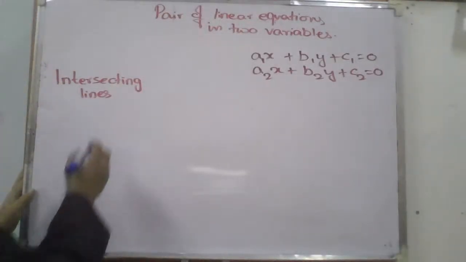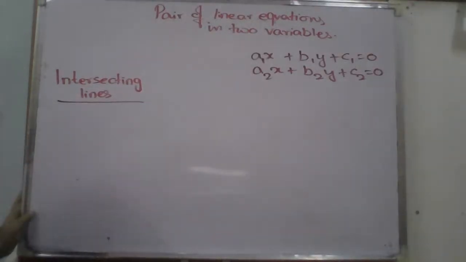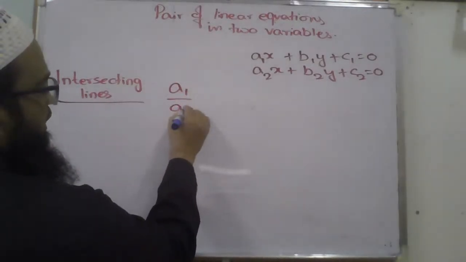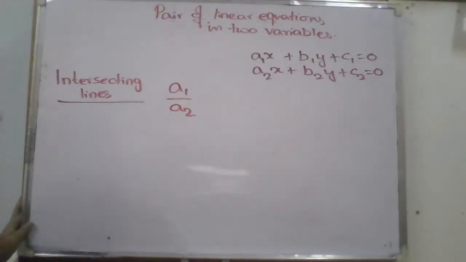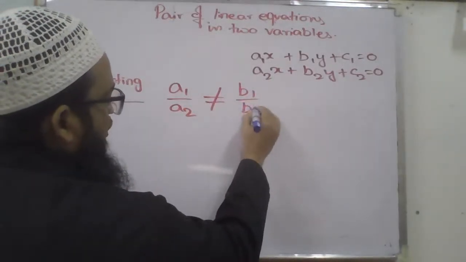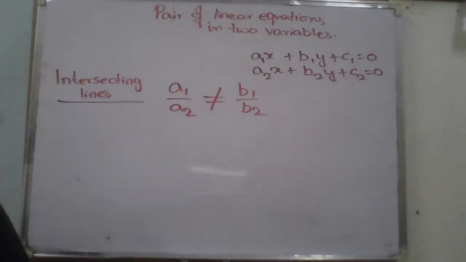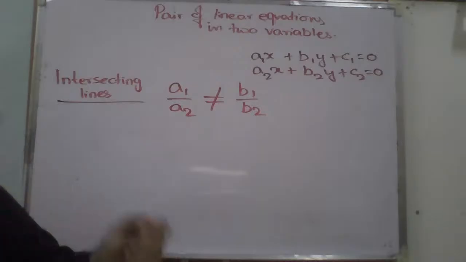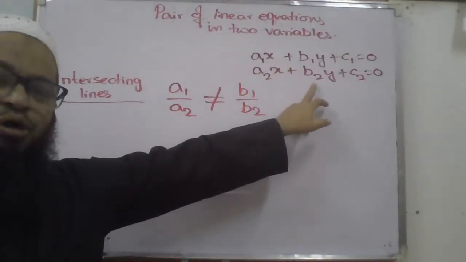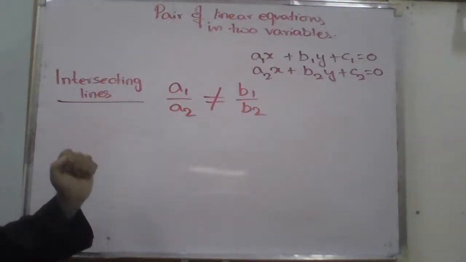So intersecting lines, what are intersecting lines, my dear? Using the coefficients, how will you find out whether they are intersecting lines or not? The ratio of the coefficients of x is not equal to the ratio of coefficients of y. a1 by a2 is not equal to b1 by b2. Got it? For intersecting lines, if the ratio of coefficients of x is not equal to the ratio of coefficients of y, then those two lines are called intersecting lines.